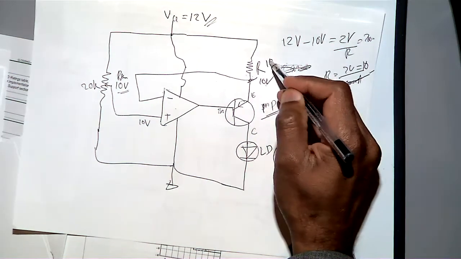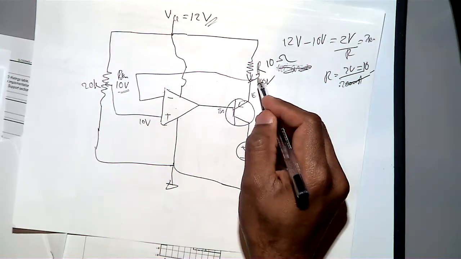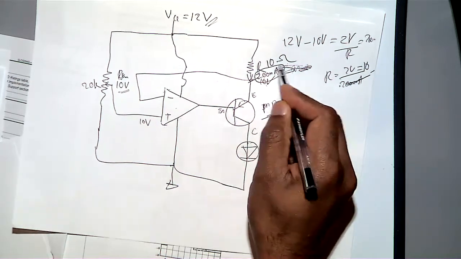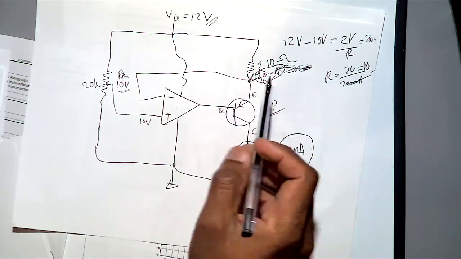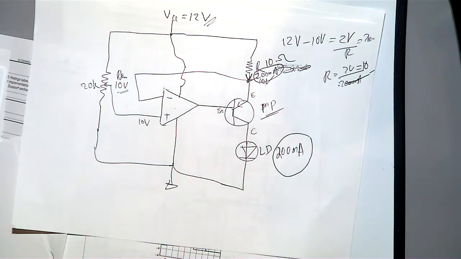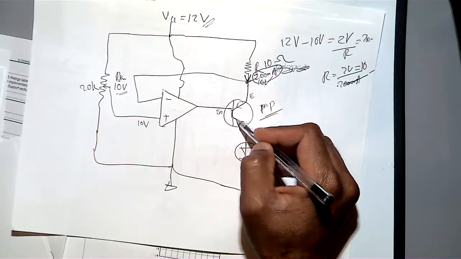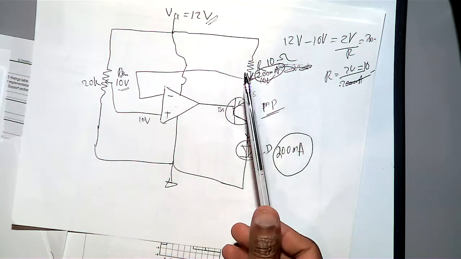So if you put 10 ohms here, then what is happening is you are getting 200 milliamps current coming here. Then 200 milliamps current is coming here. Then you might think some current will go to the input of the operational amplifier, but that current is negligible. It's very, very small, like nanoamps. So the remaining 200 milliamps will come here, and then it will come as a collector current. See, it's easy to analyze this circuit.